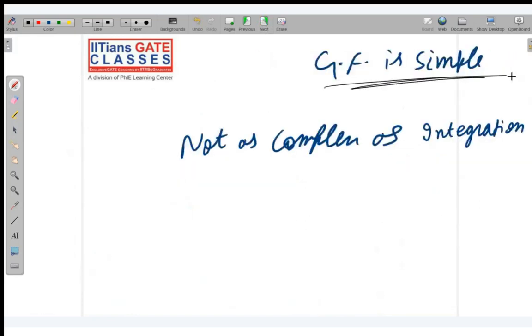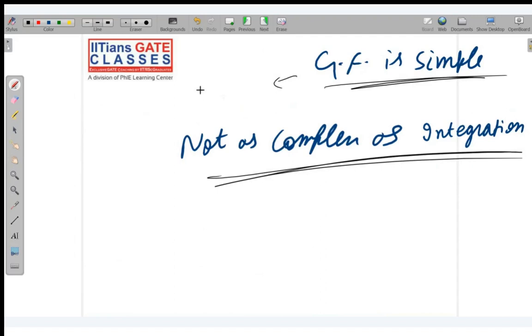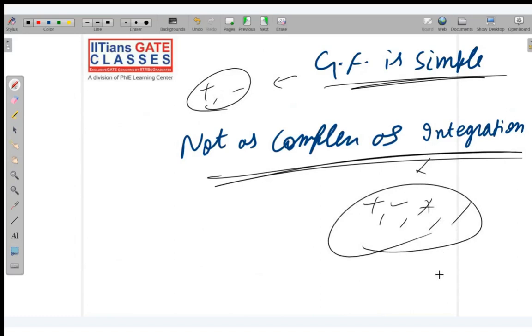So generating function, I have told you, is very simple. It is not as complex as integration, because in integration we have multiplication, product rule, and so on. We will not do these things. In generating function we will do simply addition and subtraction. That's it. But in integration we are doing addition, subtraction, multiplication, division, everything. Here we will do only addition and subtraction. That's why it is very simple.